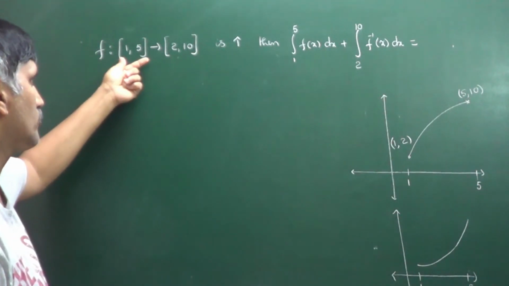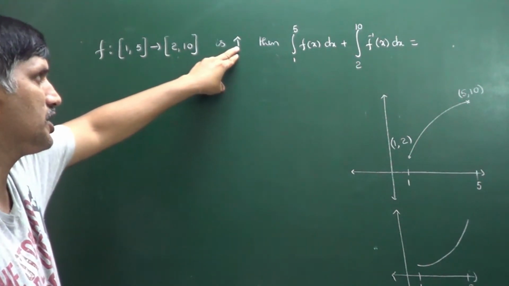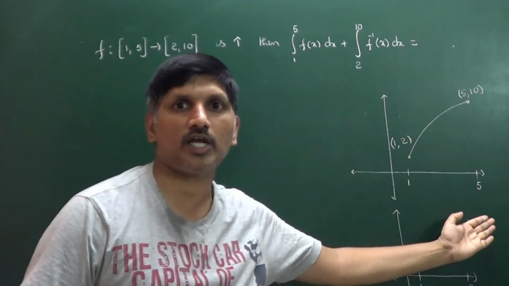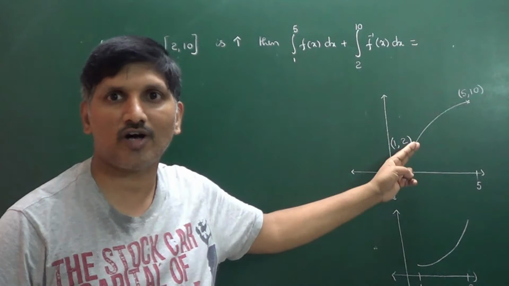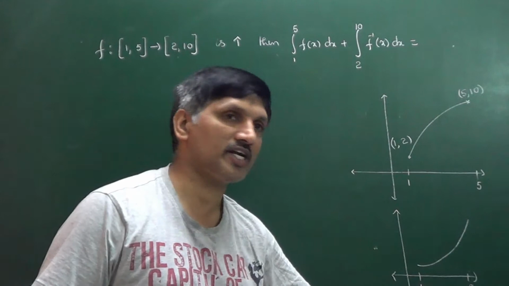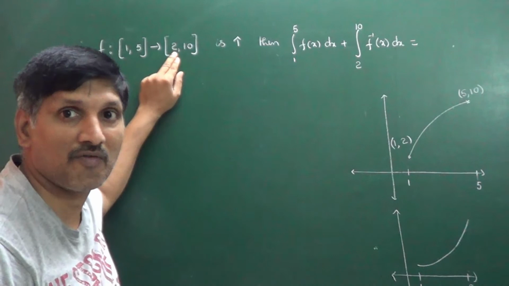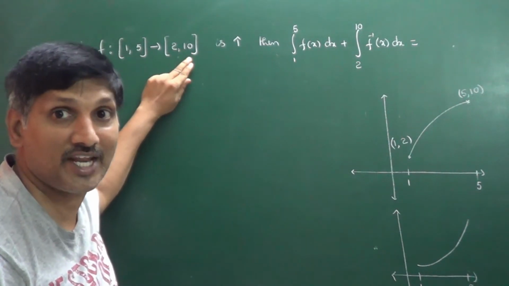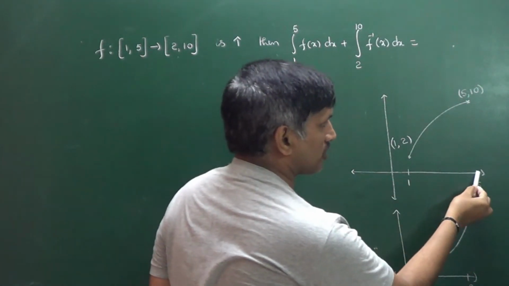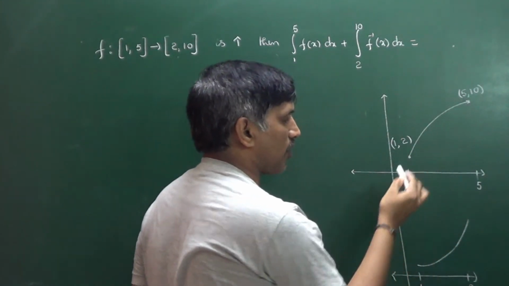Okay, so let's see another question based on inverse of a function. f is a function from closed interval 1 comma 5 to closed interval 2 comma 10, a strictly increasing function. Or you can take it like this also. Both are the graphs of a strictly increasing function only in the interval 1 to 5. The range is given as minimum value 2, maximum value 10 in that interval. So 1 corresponds to 2, 5 corresponds to 10. That's why this particular point is 5 comma 10 and this particular point is 1 comma 2.